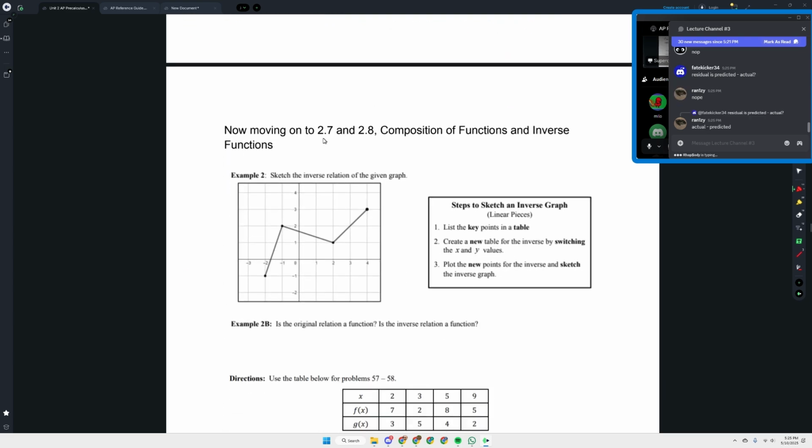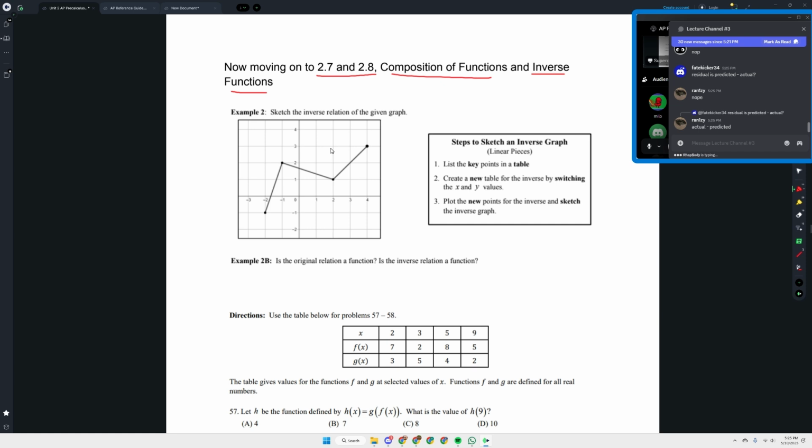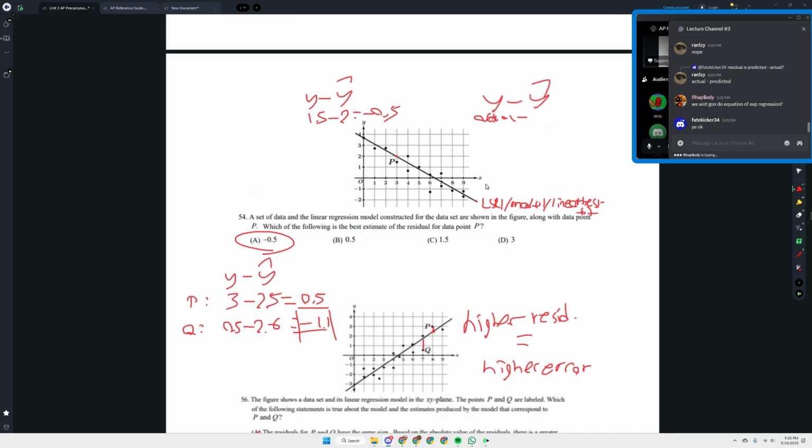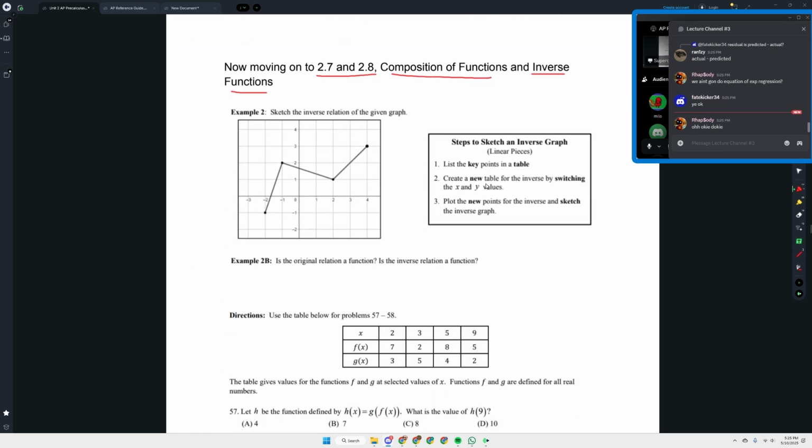So now moving on to 2.7, 2.8, composition of functions and inverse functions. So the way you sketch an inverse relation of a given function, we'll do equations again. Equations of exponent. That's calculator stuff. We'll be going over that tomorrow in the calculator section, because I don't want this lecture to be too long, because it takes time to do Desmos and TI-84.